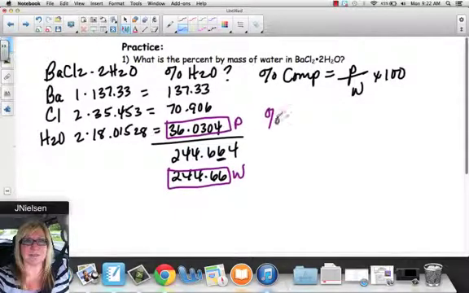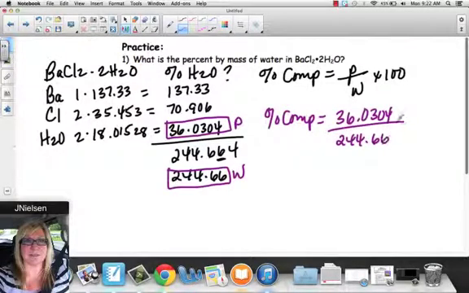So I've got percent comp equals 36.0304 divided by 244.66 times 100. And I get 14.75, and we want that to the tenths place, so that's 14.8% water.